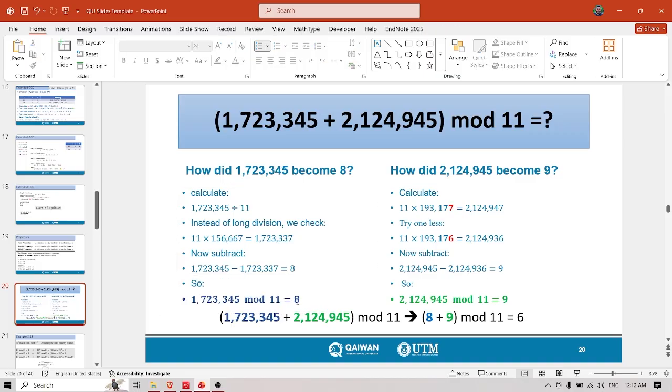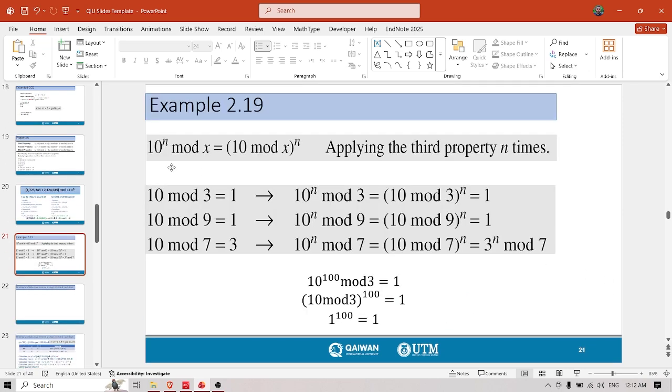This part became 8 and this part became 9, so now 8 times 9 mod 11 is equal to 6. An example of mod to the power. However, this will only work for mod 3, 6 or 9. Just be aware.